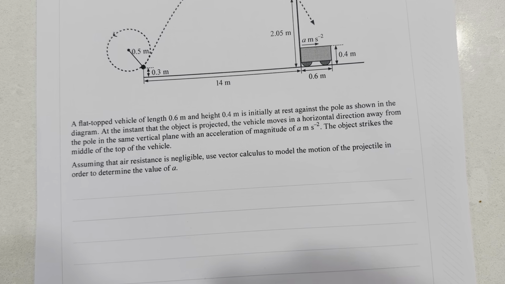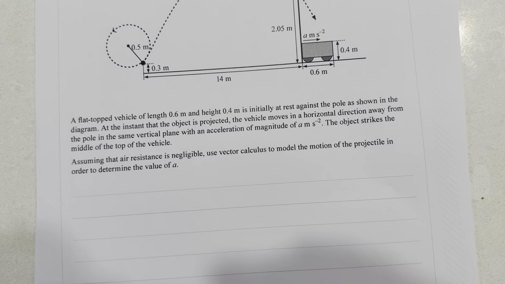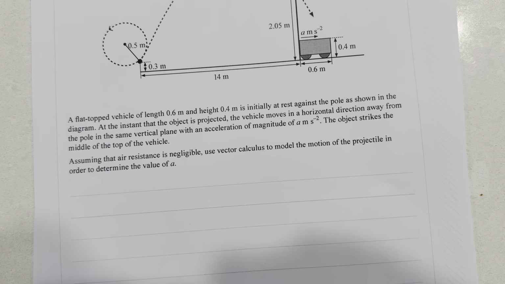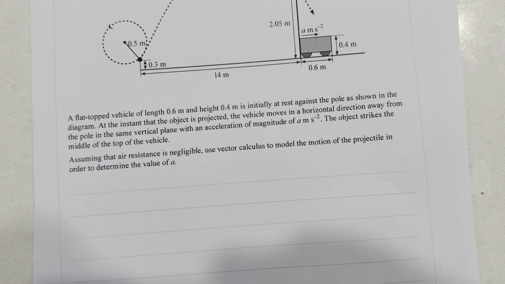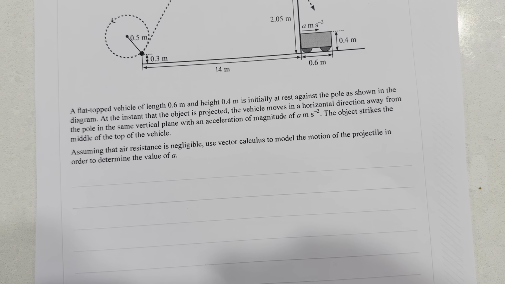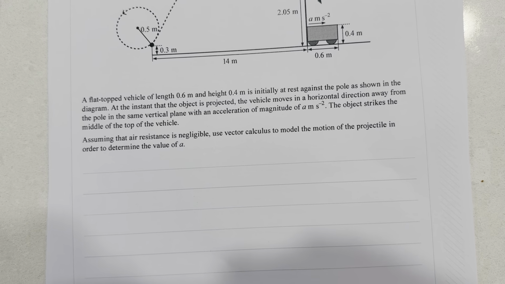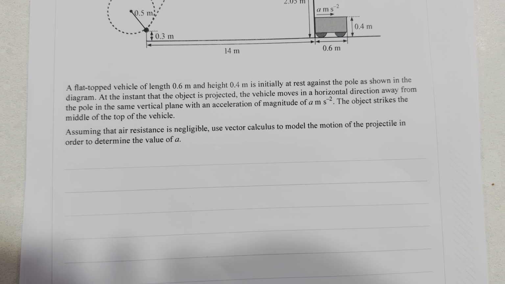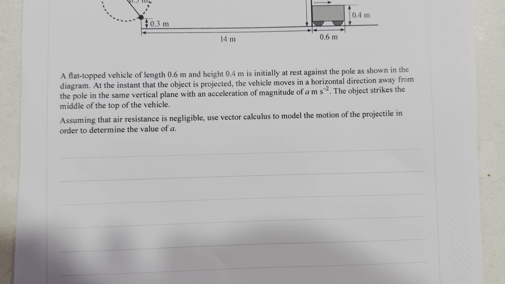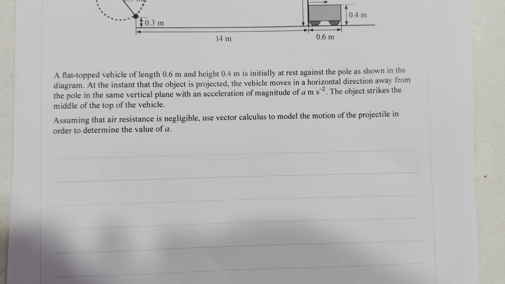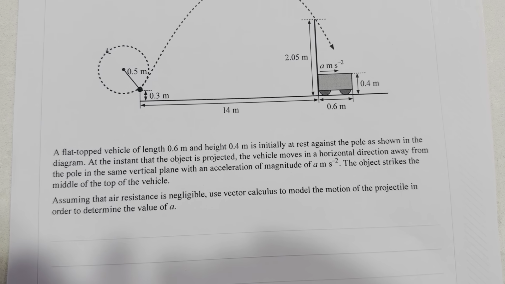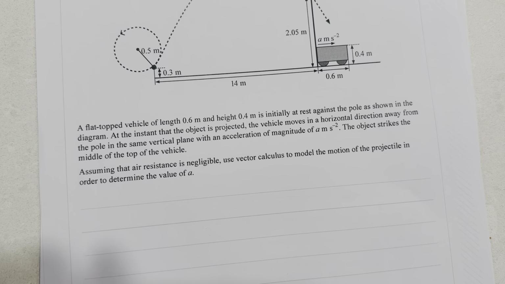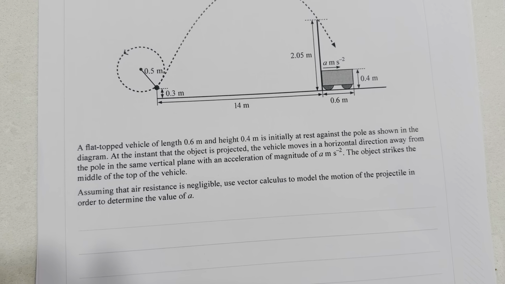I've lost where I was reading. At the instant the object is projected, the vehicle moves in a horizontal direction away from the pole, in the same vertical plane, with acceleration of magnitude A. The object strikes the middle of the top of the vehicle. Assume that the air resistance is negligible. Use vector calculus to model the motion of the projectile in order to determine the value of A.